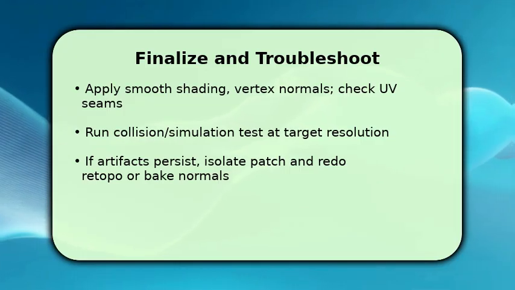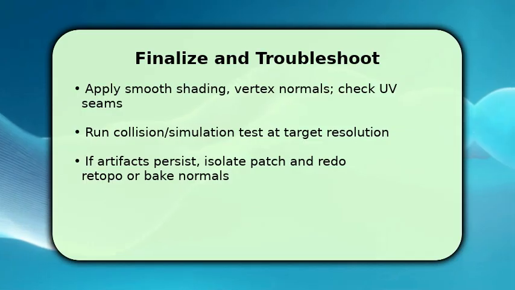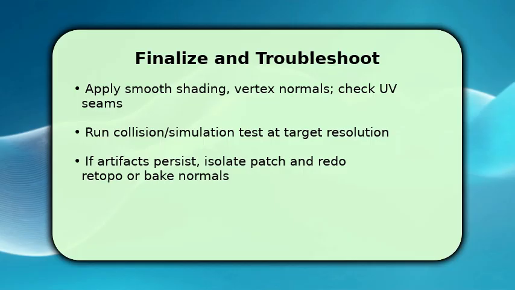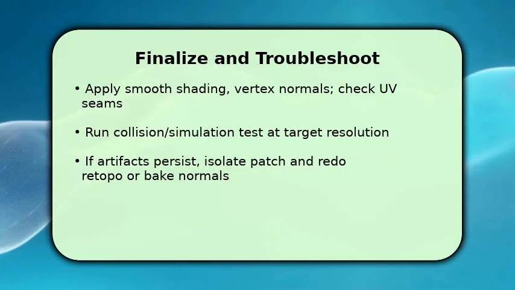Check UV seams because texture stretching can mimic mesh faults. Then run a collision or physics test at the resolution intended for export so you see runtime behavior. If artifacts persist, isolate the affected patch and redo retopology or rebake normal maps. This often resolves stubborn shading and collision errors.